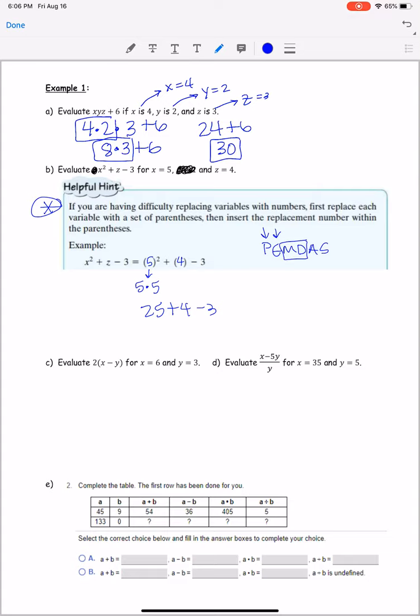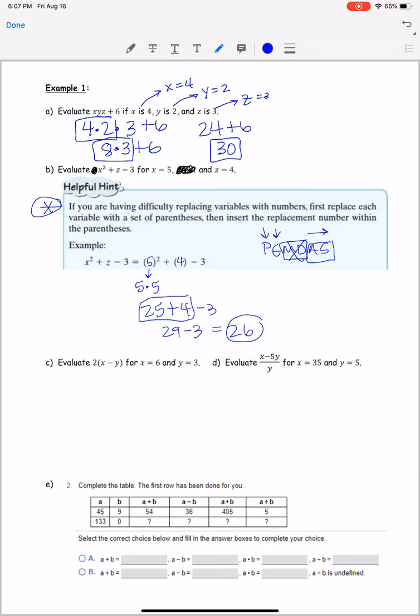Then you got to multiply and divide. Well, we don't have any multiplication or division, so skip that. And then lastly, add or subtract. Remember, you're adding and subtracting from left to right. So we have an addition first. So 25 plus 4 is 29. Drop down your minus 3. And 29 minus 3 gives me 26.